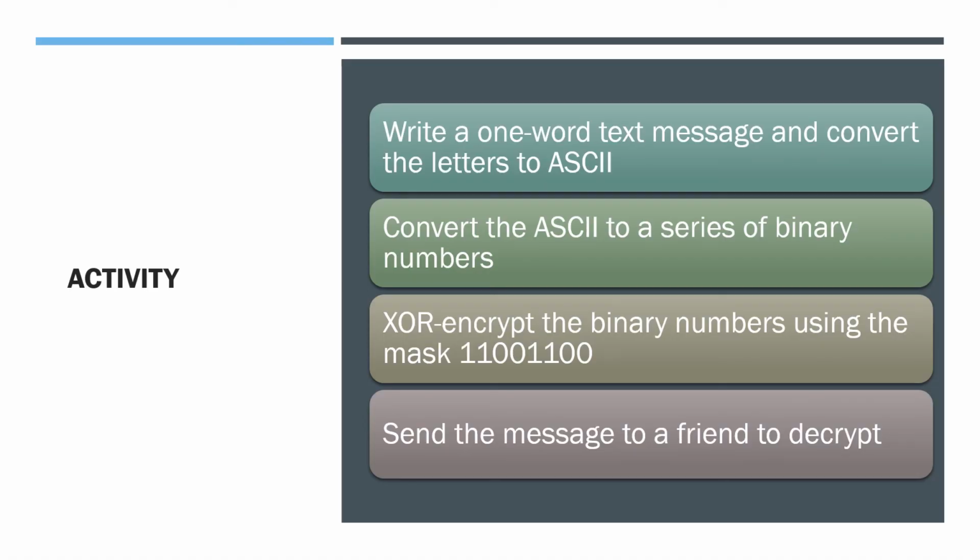So here's an activity that we can do either with a friend or working individually, depending on when I'm recording this. I don't know how the year is going to go. So write a 1-word text message, convert it to ASCII, turn the ASCII into binary, and then XOR encrypt the binary numbers using the mask that I've provided there. Now send that message to a friend and they should be able to decrypt the message.